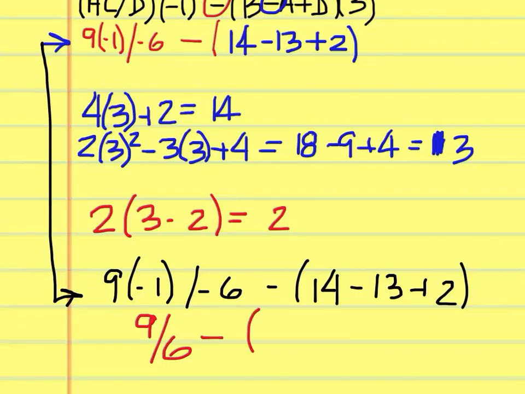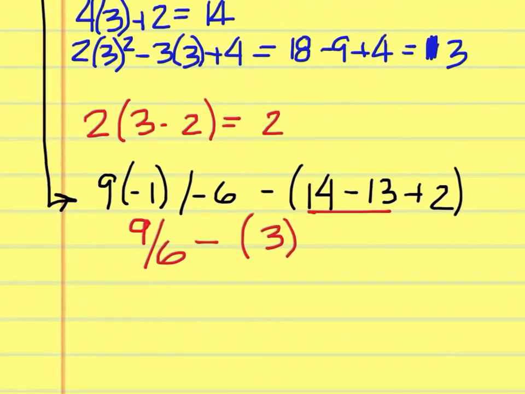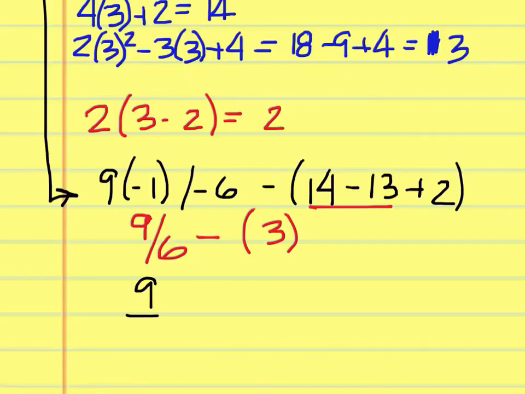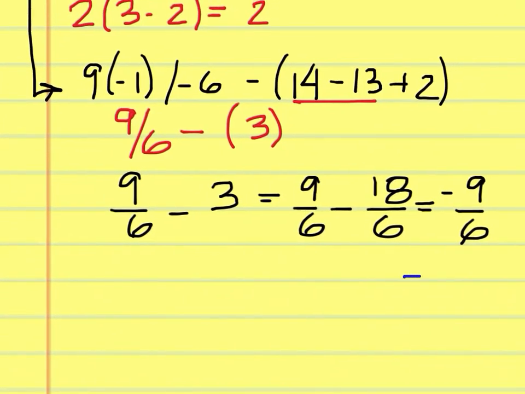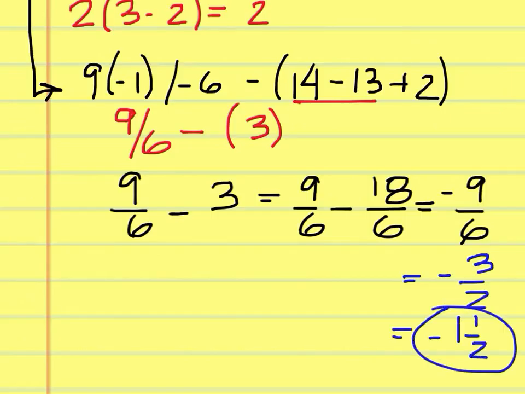But you're going to subtract this quantity. 14 minus 13 is 1, plus 2 is 3. So I really have a 9 over 6 minus 3. Simple fraction problem. Get a common denominator. A common denominator of 6, which would make this an 18 on the top. So you end up with a -9 over 6. Reduce that to a -3 over 2 and make it a mixed number. So you should have -1.5 for your final answer. All answers need to be expressed as a fraction that are reduced, and use mixed numbers if necessary.